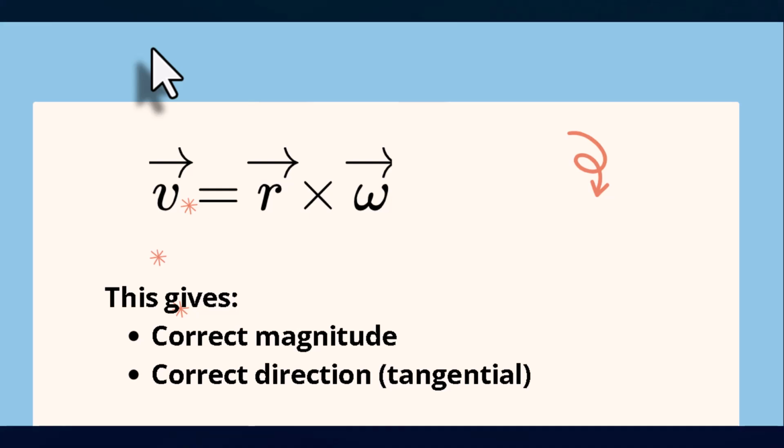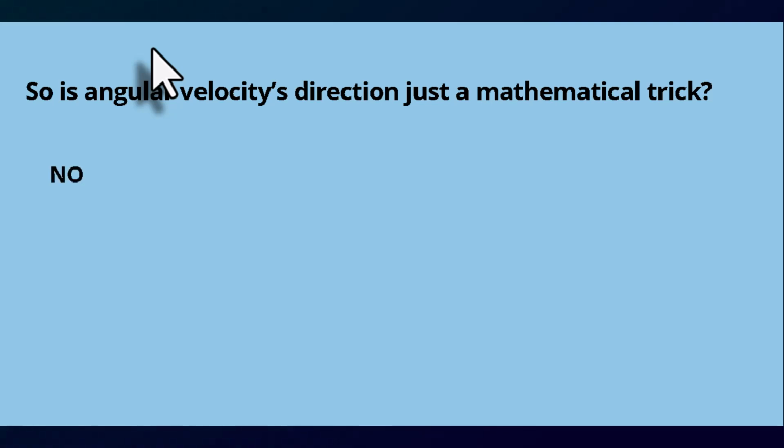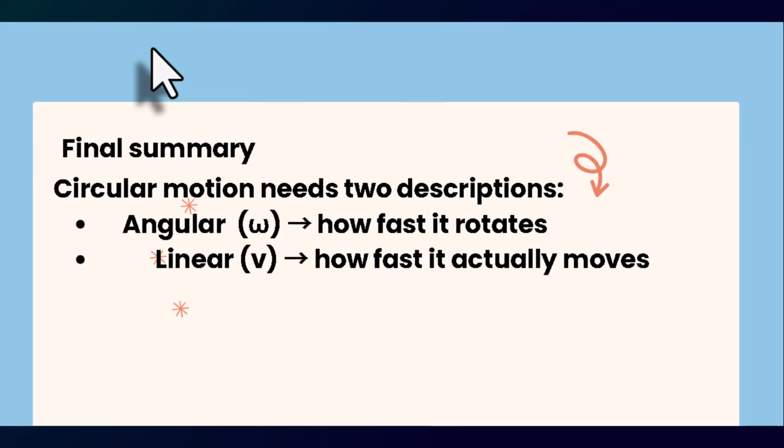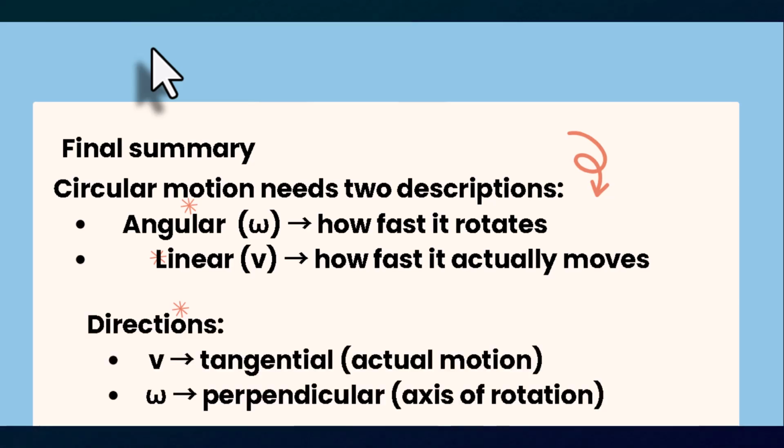So, is the angular velocity's direction just a mathematical trick? No, it's actually both. It represents a physical idea, the axis of rotation, and it also gives us a powerful mathematical tool, vector products. So, to summarize, angular velocity, how fast it rotates, linear velocity, how fast it actually moves in space, and angular velocity is along the axis of rotation, and v is tangential.